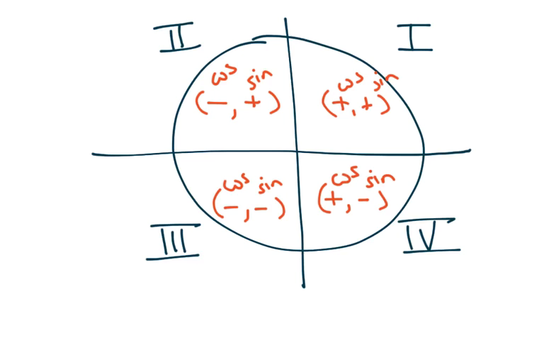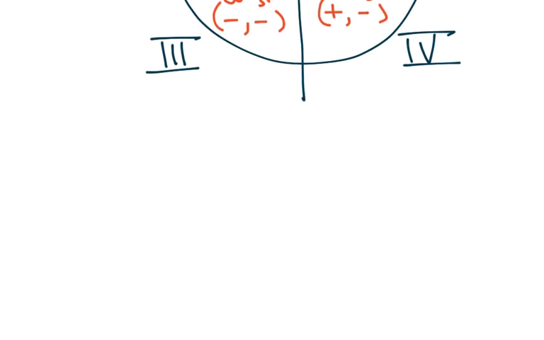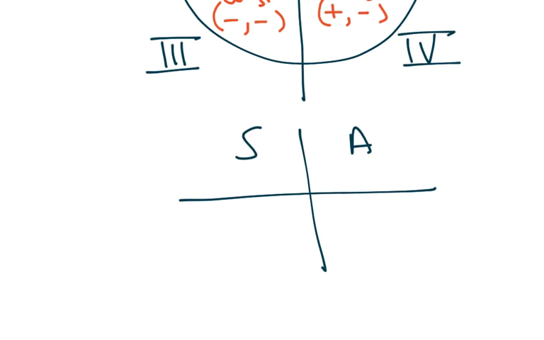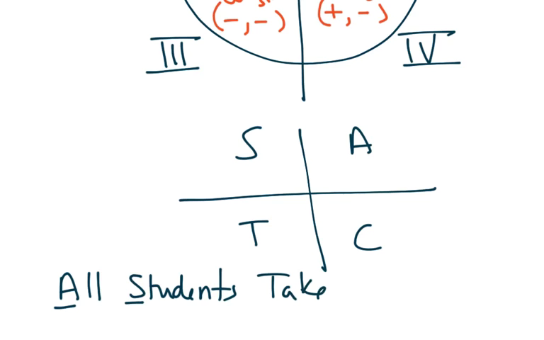Well, we have another way of trying to remember which quadrants our trig functions are positive or negative in. ASTC. So starting with quadrant 1 and going to 4, it's all students take calculus. Maybe you don't like that. Sometimes students like to use all students take cake, but this is math class, so we're going to say all students take calculus. What each of those letters represents is which trig functions are positive.